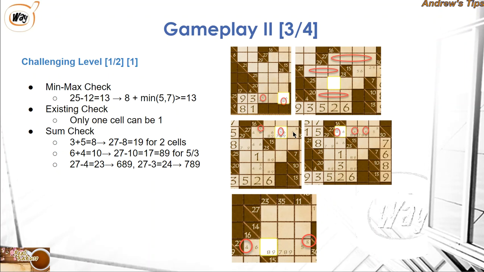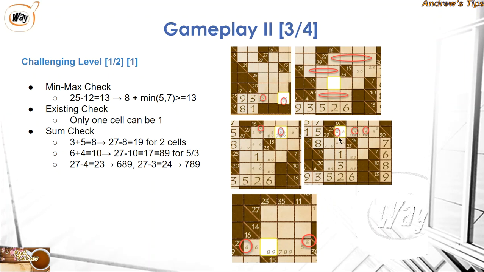8 minus from 27 is 19. For the 2 cells, it is wrong. We cannot use that. For 2 cells, 19. So we cannot use the 5. Similarly, we cannot use the 3 for this one. So just remove the 2 things. Okay, after removing the 3 and 5, we have here.